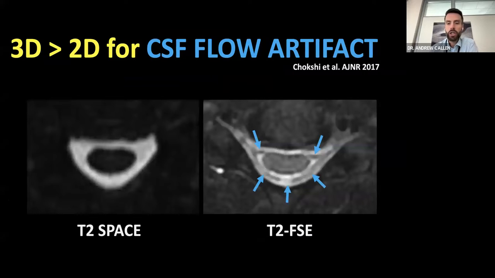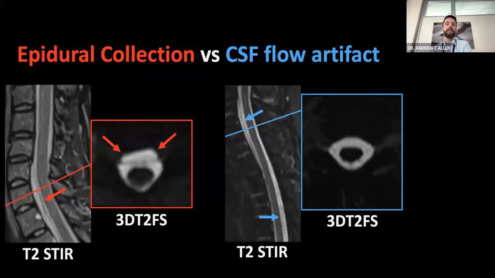So on our conventional fast spin echo T2 2D sequences, we commonly see CSF flow artifact. Radiologists read through this all the time. We probably don't even notice it as we're reading through the spine. But in our 3D sequences, we can get rid of that. And other than it just being sort of a nice thing to not have to look at, this actually makes a big difference when you're looking for the presence of an epidural fluid collection.